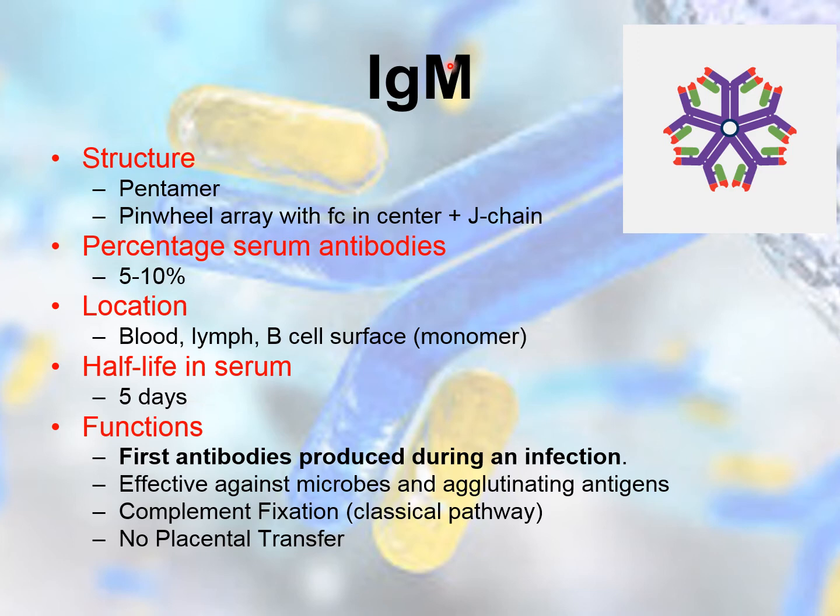So remember, IgM are the first antibodies produced against any infection. So what they do is result in elimination and agglutination of microbes. They are involved in complement fixation, that is via the classical pathway. And the important thing is IgM do not cross the placenta.